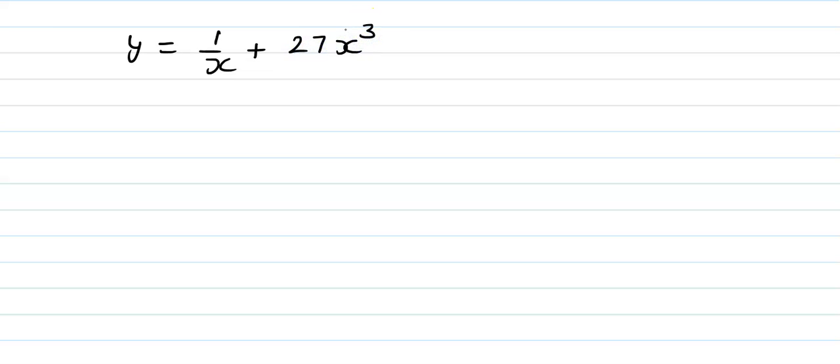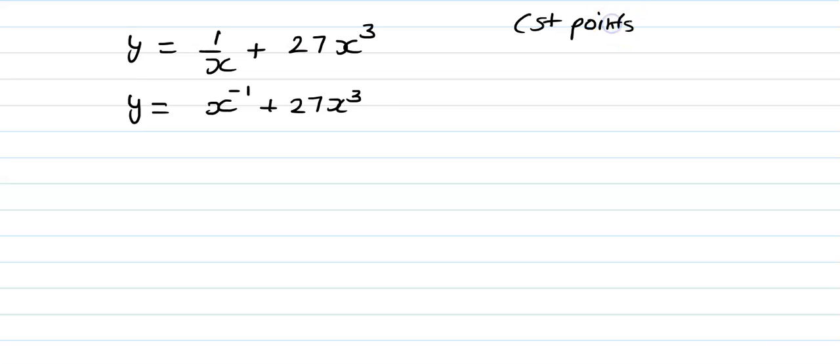So our question is y equal to 1 over x plus 27x cube. The curve has a stationary point here. So this curve you can write down y equal to x to the power minus 1 plus 27x cube. We need to find what are the stationary points, and whether they are maximum or minimum. These two things we are going to find.